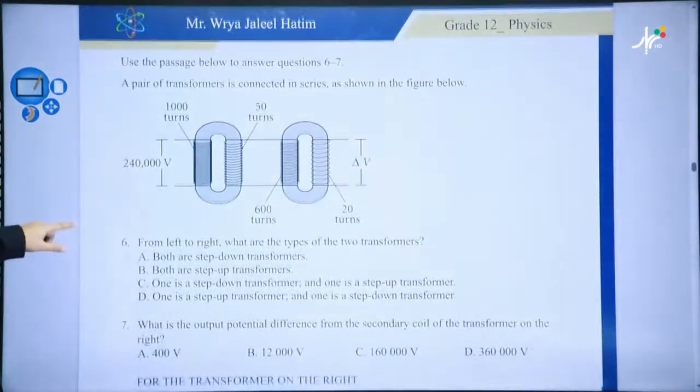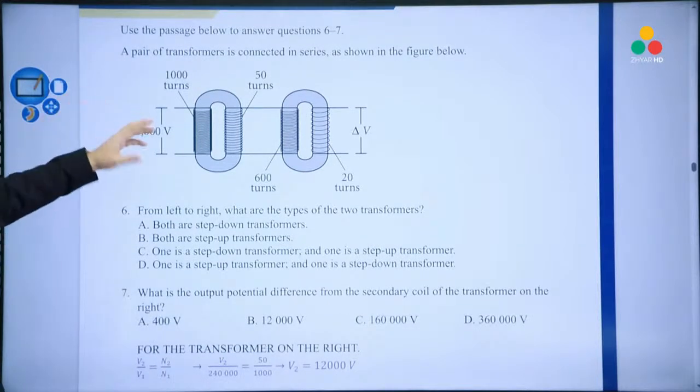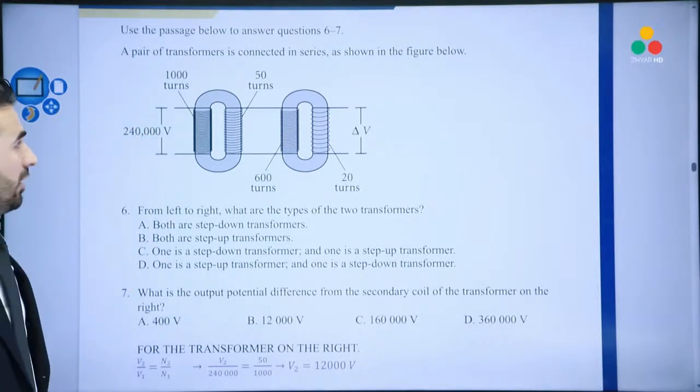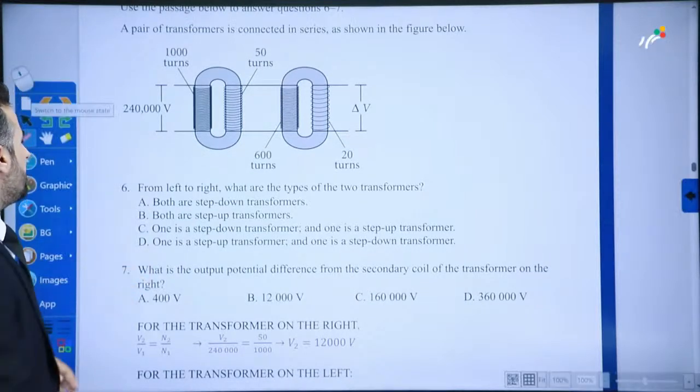Okay, take a look at this one. This is also very interesting. It says, use the passage below to answer questions 6 to 7. A pair of transformers connected in series, as shown in the figure below. Very interesting, guys. Take a look here. It says from the left to the right.